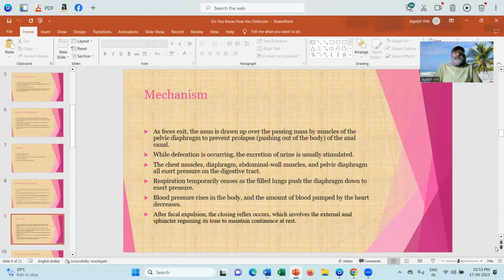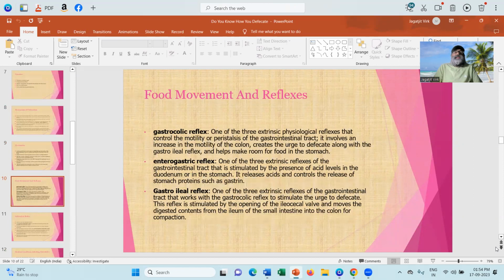Respiration temporarily ceases as the filled lungs push the diaphragm down to exert pressure. Blood pressure rises in the body and the amount of blood pumped by the heart decreases. After fecal expulsion, the closing reflex occurs, which involves the external anal sphincter regaining its tone to maintain continence at rest. Food, movement, and reflexes.